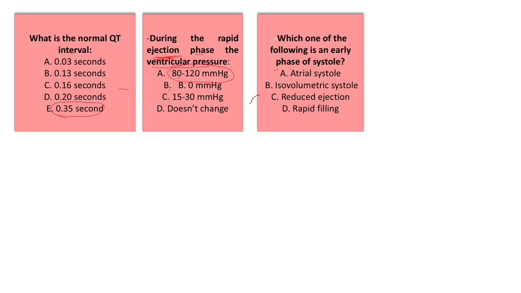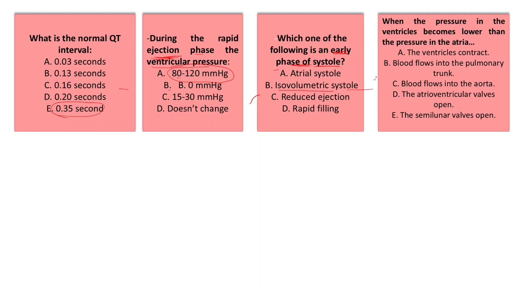Which one of the following is an early phase of systole? Early phase of systole. This is isovolumetric systole. When the pressure in the ventricles becomes lower than the pressure in the atria, the atrioventricular valves open. The AV valves open when atrial pressure is more than ventricular pressure.